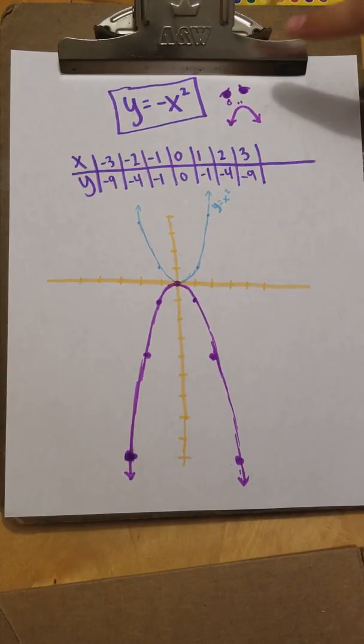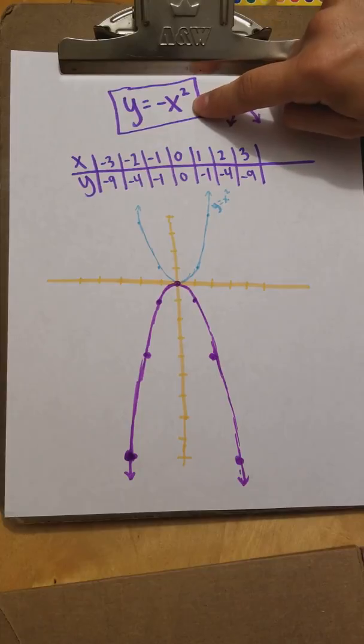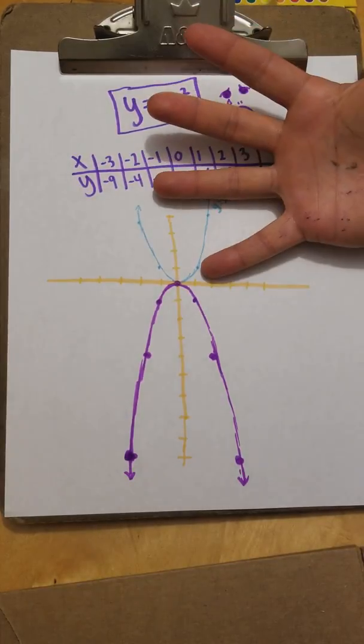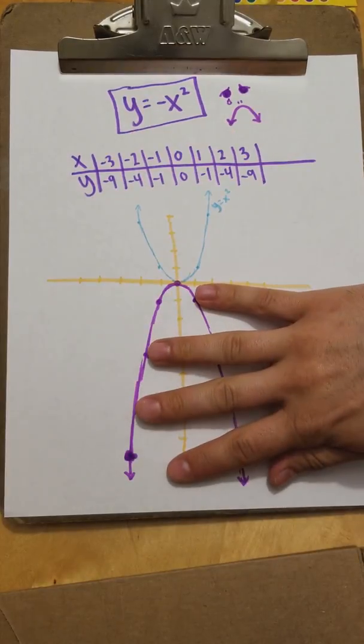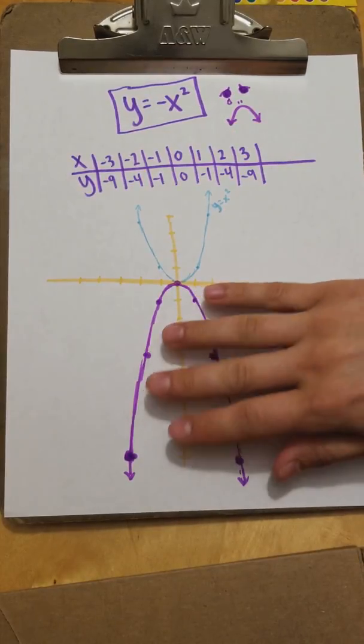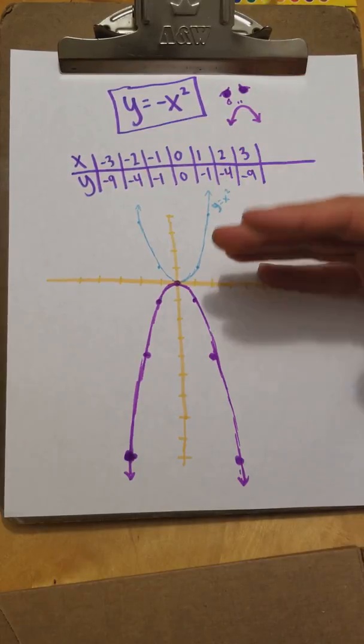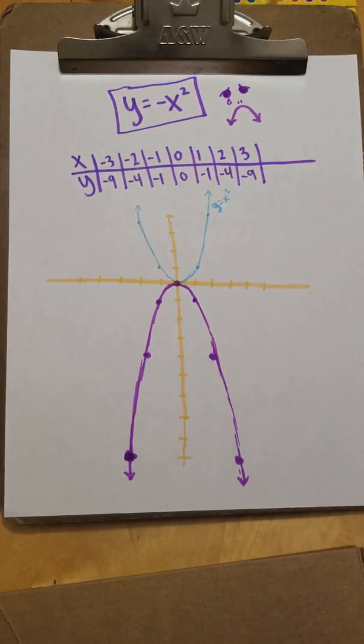So, what happens to the graph when we times it by -1? Every single positive value flips over and becomes a negative value. So it is a reflection of our parabola over the x-axis.